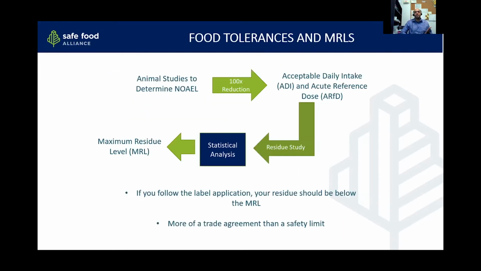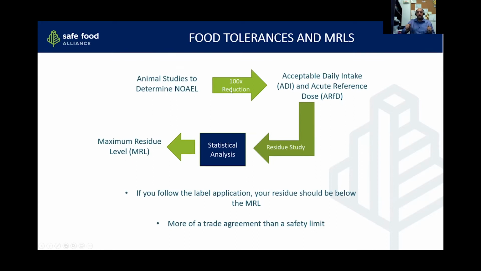All right, so this is just kind of a very general mock-up of how MRLs are set. It begins, like all these things, with animal studies. And the goal here is to determine what is the largest amount of this chemical that we can dose an animal with and have no observable adverse effect, right? So that gives us the no observable adverse effect level, NOAEL.